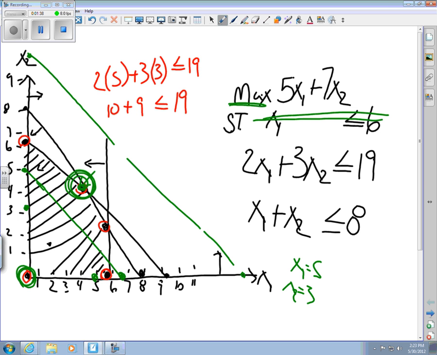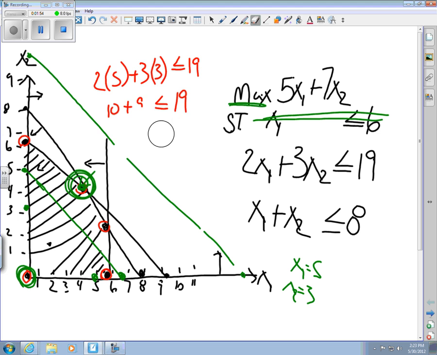And it has 0 slack. So you'll see the difference between the right-hand side and the left-hand side is 0. 19 minus 19 is 0. And therefore it has no slack.